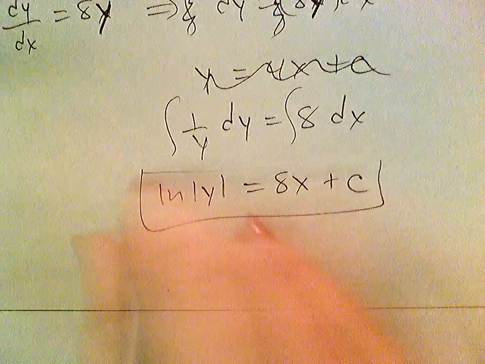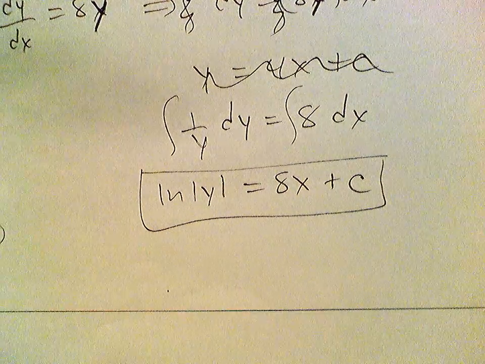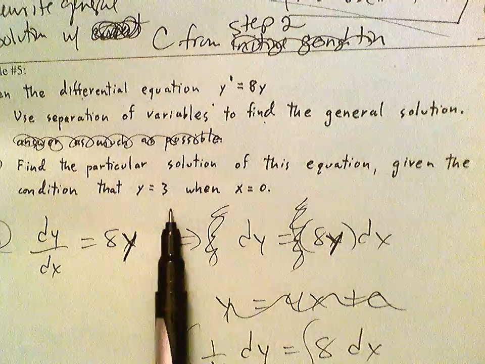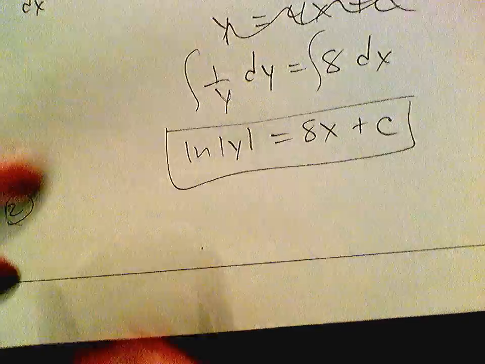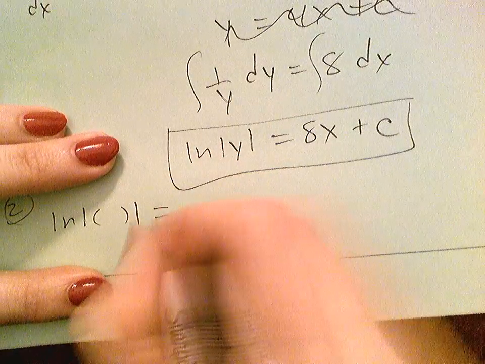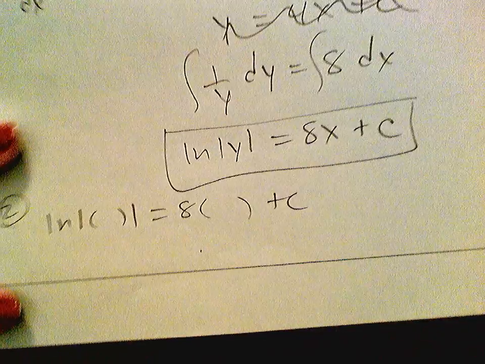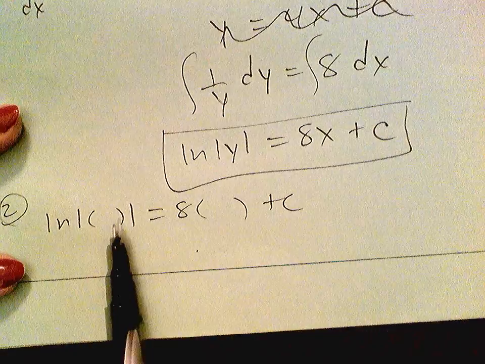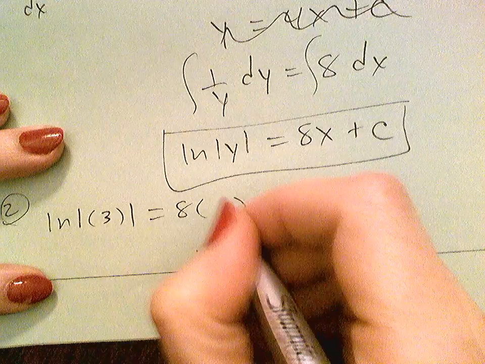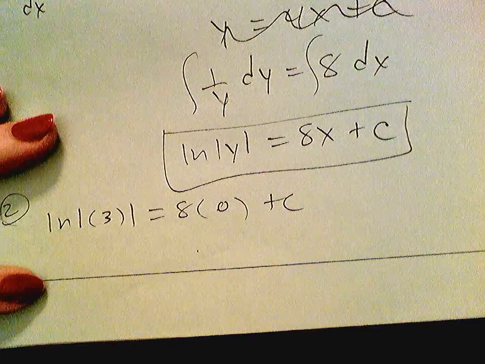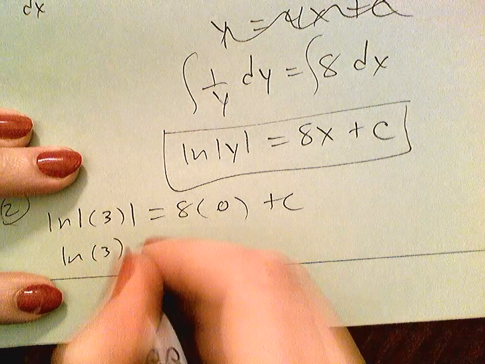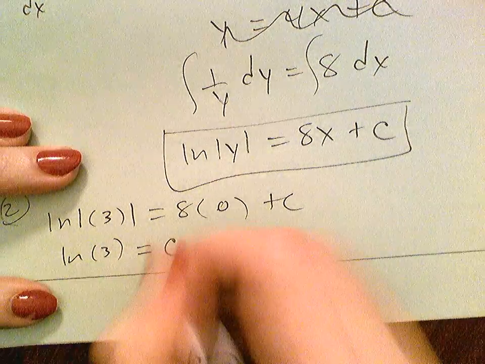So that's number 1. And then for number 2, find the particular solution of this equation given this initial condition, y equals 3 when x equals 0. So I'm just going to take my general solution and plug 3 in where there used to be a y and 0 in where there used to be an x. And I end up with the natural log of 3, you don't need the absolute values anymore because 3 is already positive, equals c.